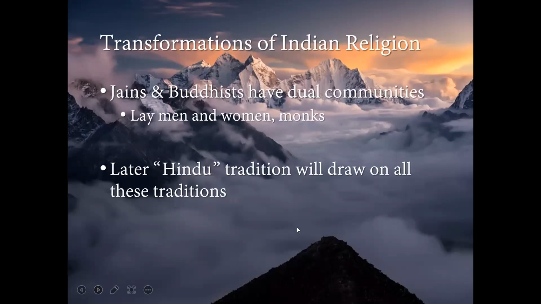And so you have this transformation in which you have this great shift from sacrifice as the center of ritual and moral duty to a sort of tradition where you have withdrawal and renunciation. And so you have in Jainist and Buddhist tradition, laymen and women, so the extraordinary and the ordinary norm is there. And in later Hindu tradition will draw on all these traditions, which again, as you'll see, we'll get to in the next lecture on India.